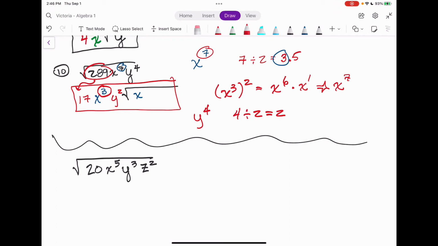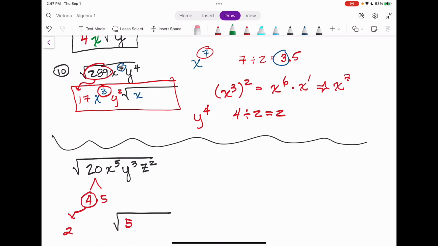So let's start with 20. And we know that's 4 times 5. So I can take out the square root of 4, which is 2. And I'm going to go ahead and put my radical sign here. So I have 2, and then I'm left with my 5. My number 5 is still inside the radical. And then we'll go on to the x's.